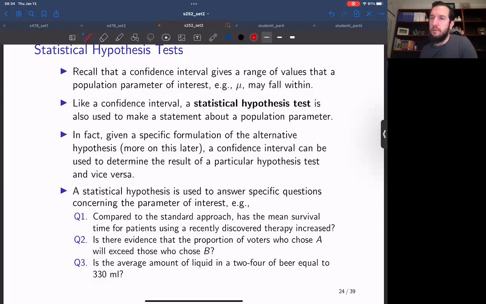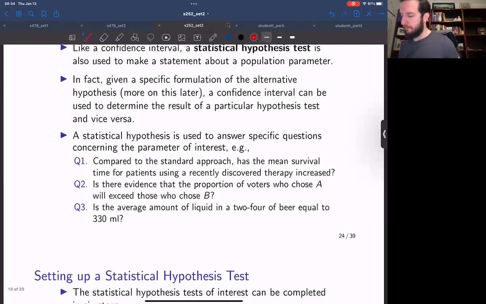The hypothesis test and the confidence interval are actually very closely related, and for the same confidence level, they will agree, so we can get the same conclusion from both. And I'll talk a little bit more about that later on when we start looking at examples.